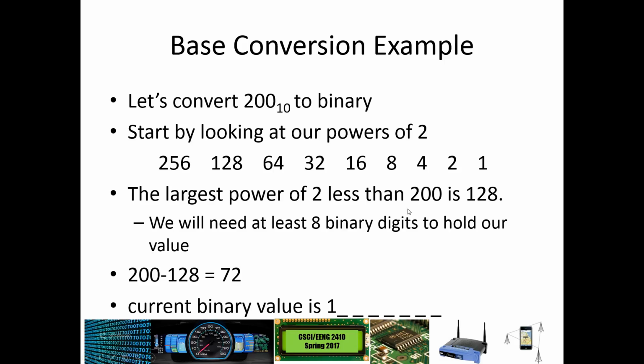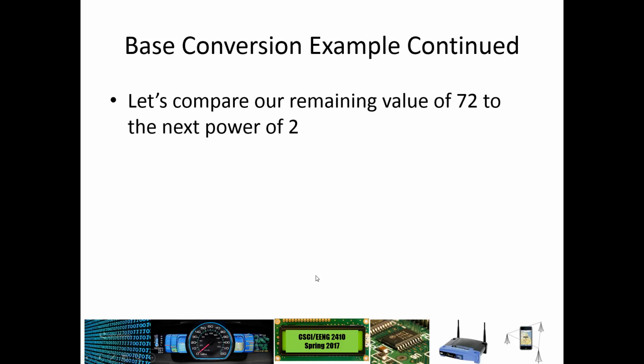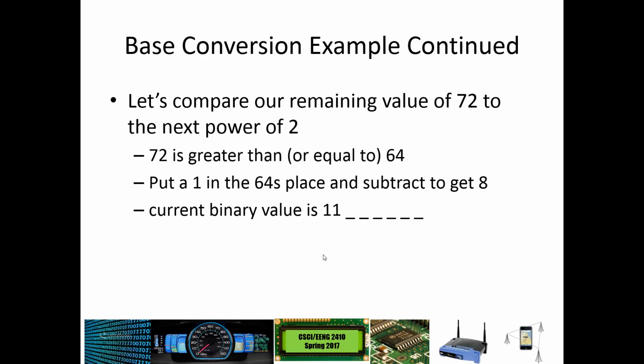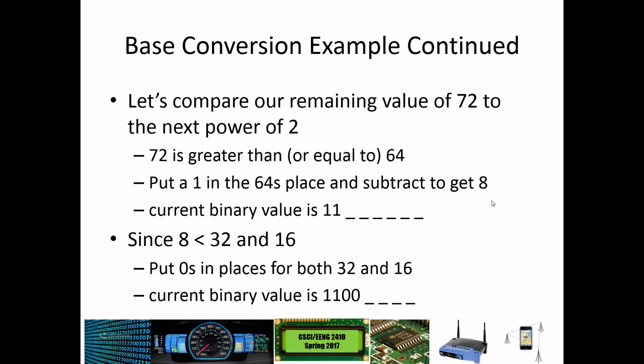And our current binary value puts a 1 in the 128's place. And at this point, we don't know what's going to go in the rest of our places. And so we have 72 remaining. And the next power of 2 is 64. Well, 72 happens to be greater than 64. So we're going to put a 1 in the 64's place, take 64 away from 72. And now we're down to 8. Now if we take that remaining value, 8 happens to be less than both 32 and 16, so we can go ahead and put zeros in both of those places.